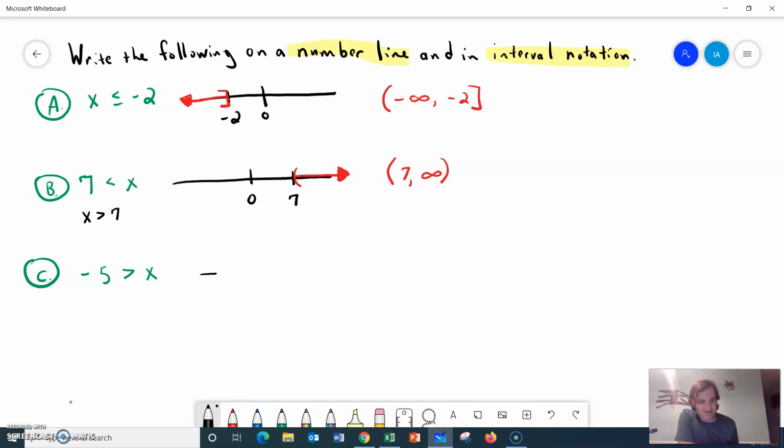The last one in this example: negative 5 is greater than x. So 0, negative 5 is to the left of that. So negative 5 is greater than x, so negative 5 is the biggest number. That means we want things less than negative 5, so to the left of negative 5, and then a parenthesis at negative 5. So in interval notation, that would be negative infinity for the left arrow, and negative 5 parenthesis for the right endpoint.